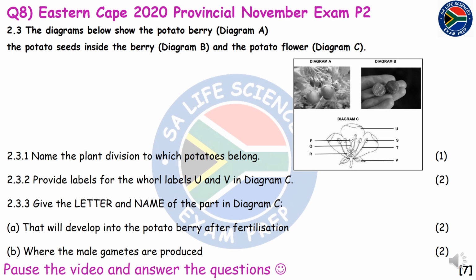2.3. The diagrams below show the potato berry. Diagram A. Diagram B shows the seeds inside the berry, and diagram C shows the potato flower. Now let's go through the labels and then we'll answer the questions.